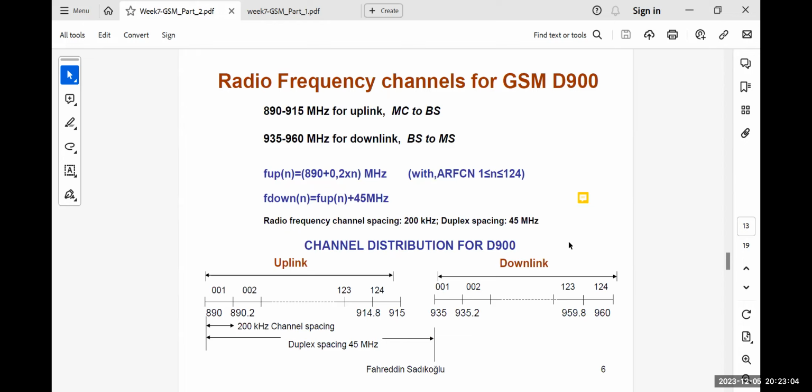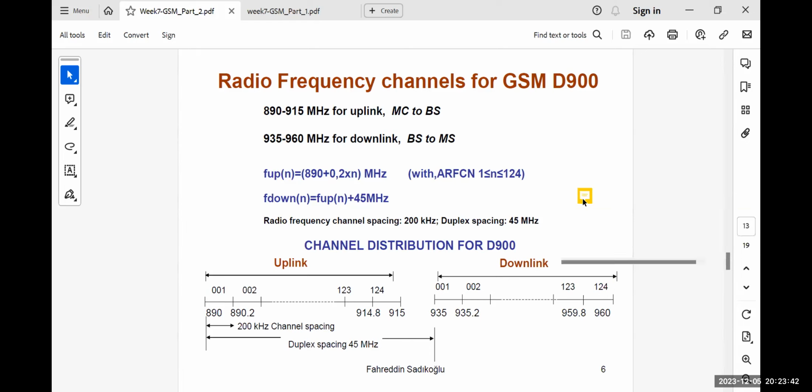Okay, so let's see what the radio frequency channels for GSM 900 are. It uses 890 to 915 megahertz for the uplink, that is from the mobile station to the base station, and 935 to 960 megahertz for the downlink, from the base station to your mobile phone, right? If you need to calculate what frequency is being used, this is the formula for that. The frequency for the uplink is 890 plus 0.2 times N, and that N is eventually related to the ARFCN number.